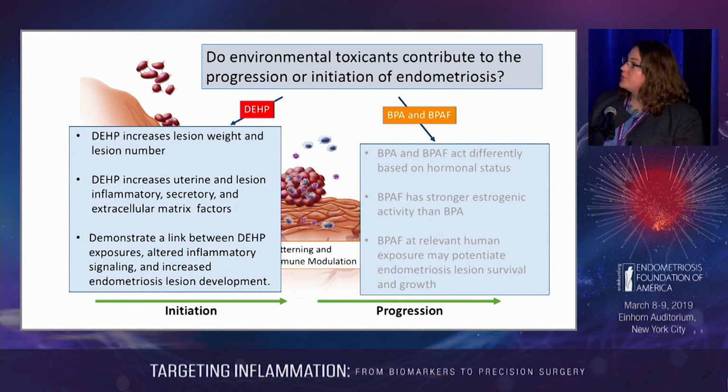So hopefully I've been able to show that DEHP increases the lesion weight and the lesion number. DEHP increases the uterine and lesion inflammatory, secretory, and extracellular matrix factors that are important in endometriosis. And we've demonstrated a potential link between DEHP exposure, altered inflammatory signaling, and this increased lesion development.